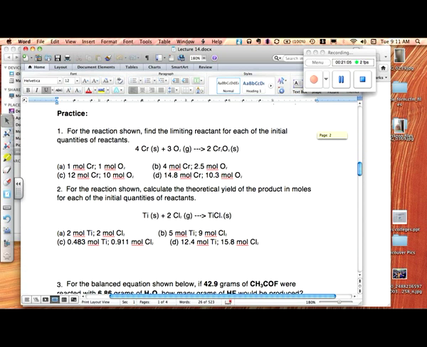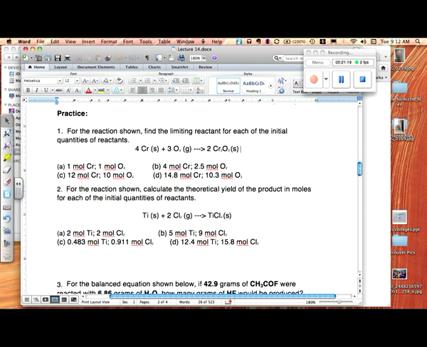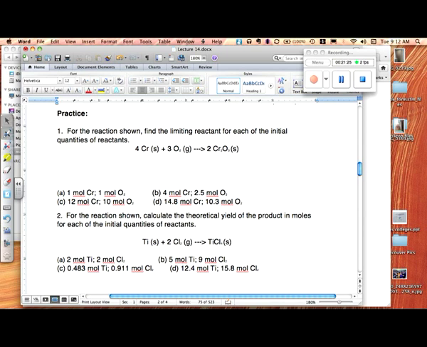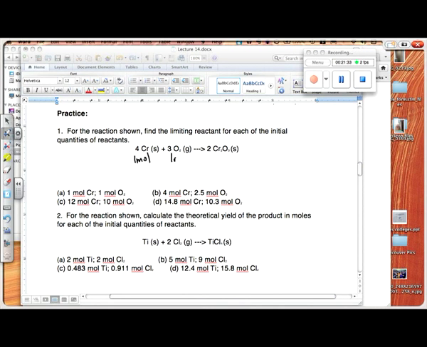So let's do some problems from the notes. For the reaction shown, find the limiting reactant for each of the initial quantities of reactants. I'm going to put in a little space here so I can write underneath. Now all of these are in moles, so that makes it nice and easy. So 1 mole of chromium for A, 1 mole of oxygen. 1 divided by 4 versus 1 divided by 3. I'm in moles, so I can go ahead and do this step 2b. So 1 divided by 4 is the limiting reactant for A.